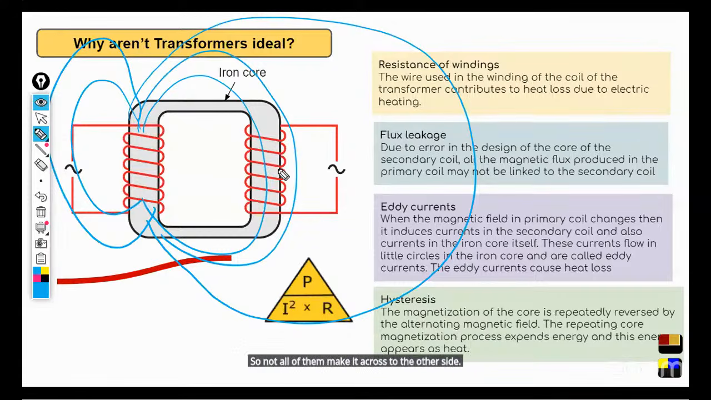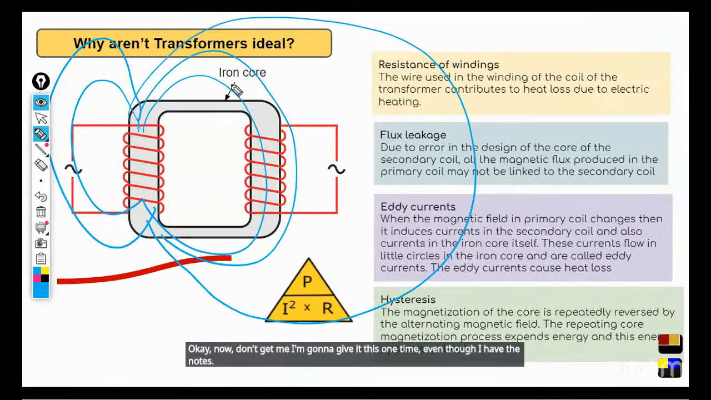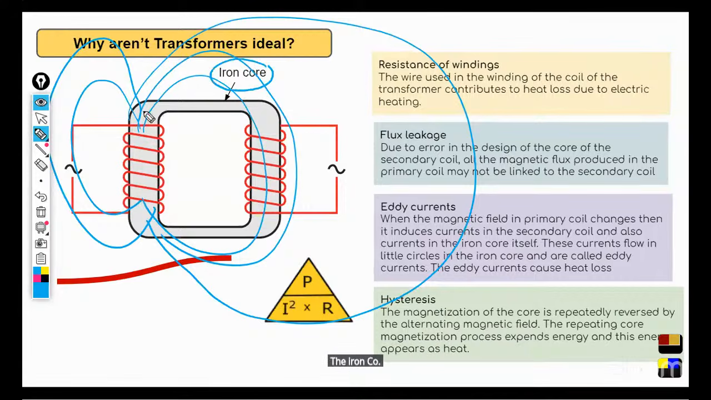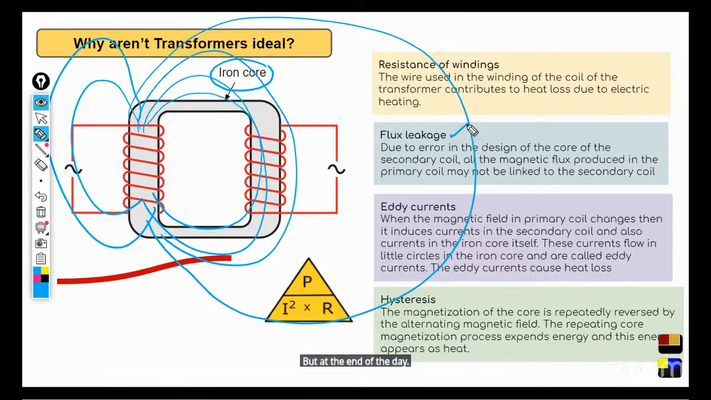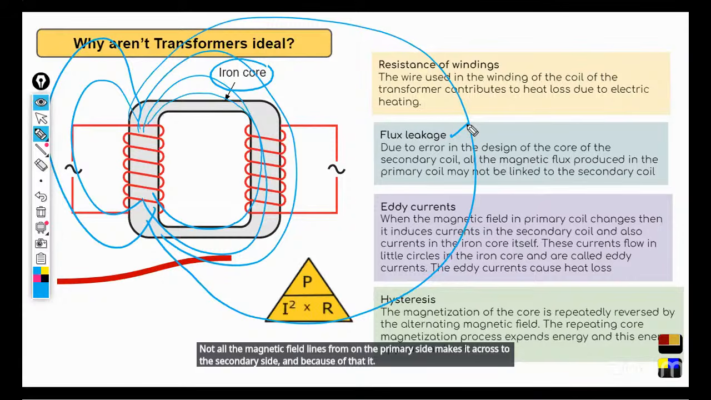Okay? Now, I'm going to give it this one time, even though I have the note on the next slide. Whenever you use an iron core, there's a greater chance that most of the lines will make it across to the other side exactly to where it's needed. It's not 100% perfect, right? But at the end of the day, not all the magnetic field lines from the primary side make it across to the secondary side. And because of that, it's not 100% efficient.